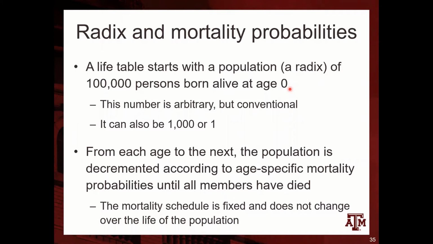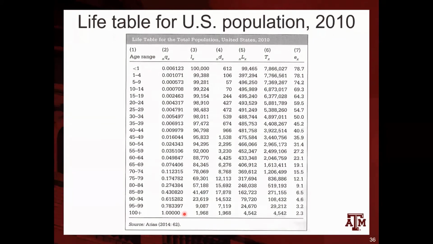It's that hypothetical exercise in which we take this group of people and expose them to this mortality schedule, in other words, the mortality rates by age groups. So that's the example here. This example is shown in the textbook. That's the US population in 2010.